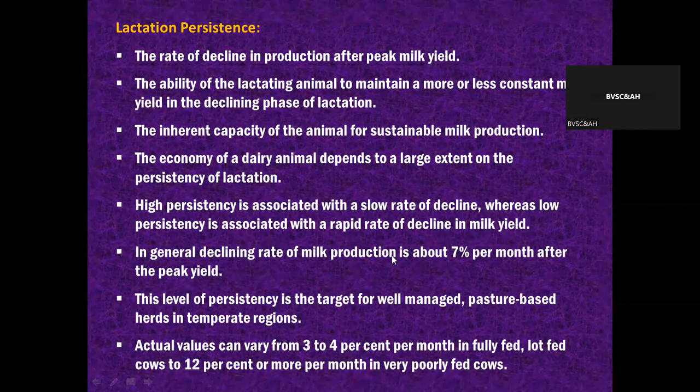If you can maintain this decline of 7% per month, that is reasonable and manageable, and that's important. It ranges somewhere between 3 to 4% per month in fully fed, well fed cows, and 12% or more per month in very poorly fed cows. So if it is 12%, that means they are very poor cows. On average, it should be around 7%.